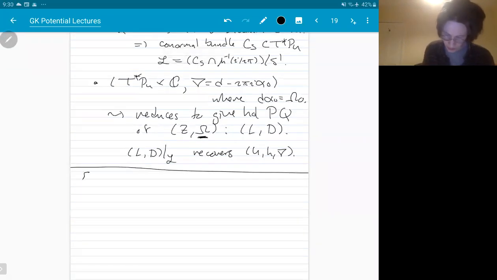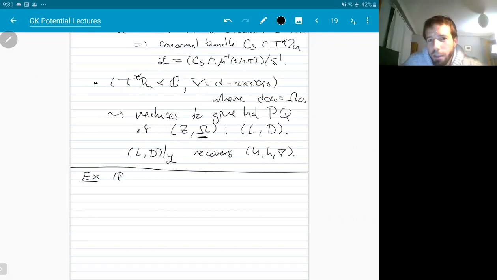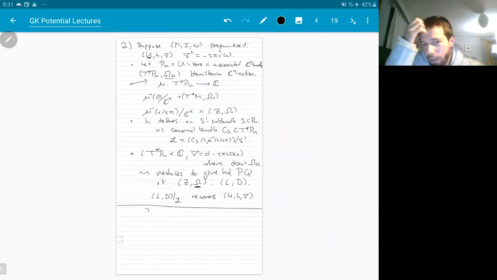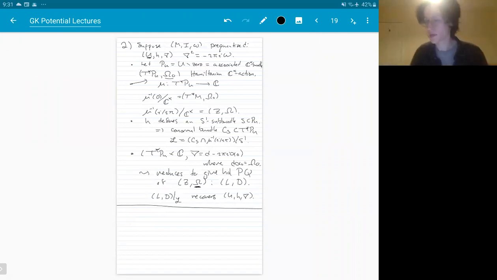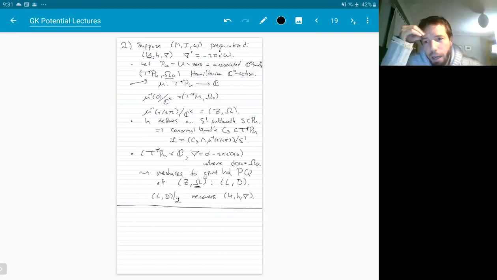There's a really simple example of this construction. But how do you see this claim that if you take a level which is not 0, then you get this? Sorry? No, I'm just trying to understand why if you take a level which is not 0, you get this Z omega.